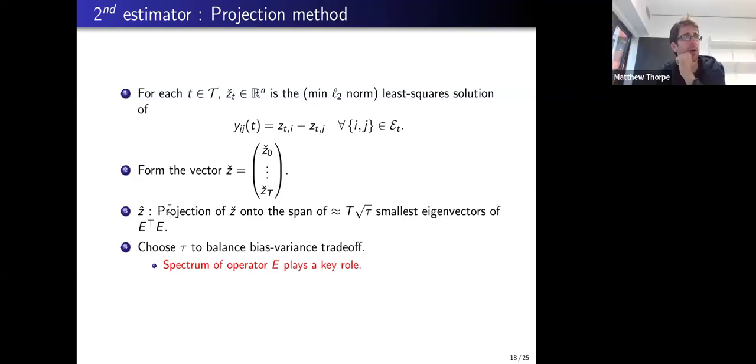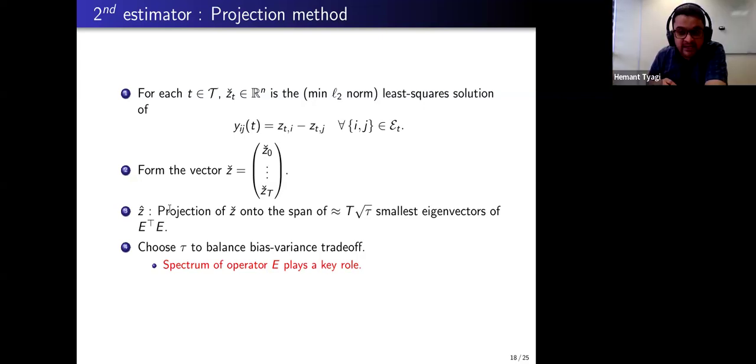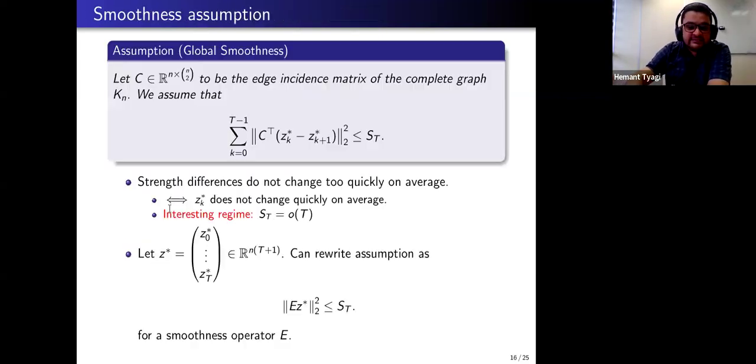Sorry, can you just remind me what E was? Yes, E is here. So E is really the smoothness operator that is just a compact way of writing the smoothness condition. In fact, E transpose E is the Kronecker product of the Laplacian of the path graph on T vertices and maybe the Laplacian of the complete graph on N vertices, if I remember. So something like that. So it's just a smoothness operator.